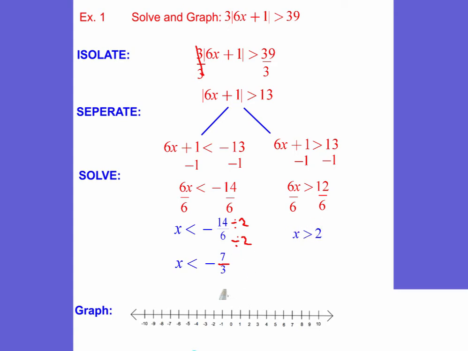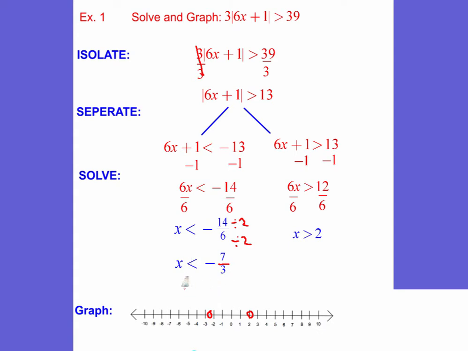To graph them, I want to put a circle at negative 7/3. 7 divided by 3 is 2.3 repeating, so that's right here. There's no equals to symbol on here, so I want that to be an open circle. 2 is just 2, and once again, no equal symbol, so it's an open circle. Now I'm going to graph both of these inequalities on the same number line.